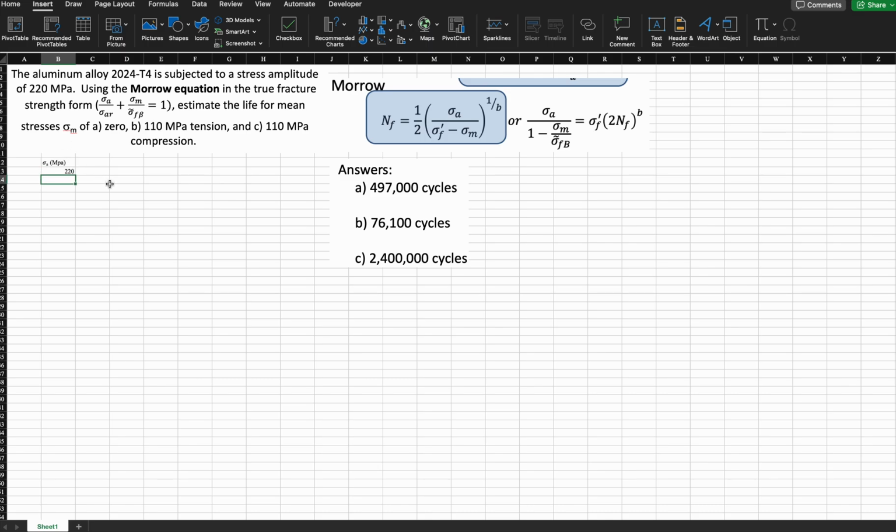220. Using the Morrow equation in the true fracture strength form, which is this one right here, with the true fracture strength, we need to estimate the life for mean stresses. So what we need to do is use this formula and solve for NF, essentially.